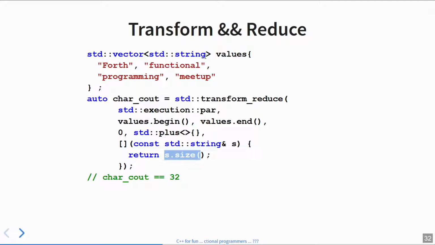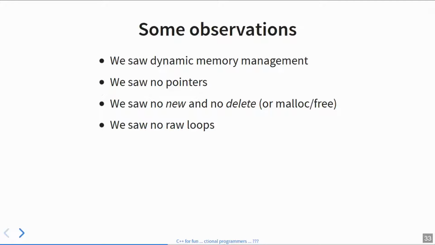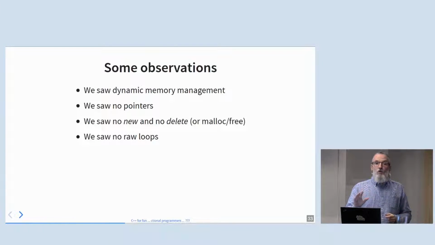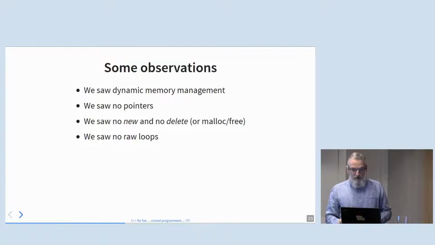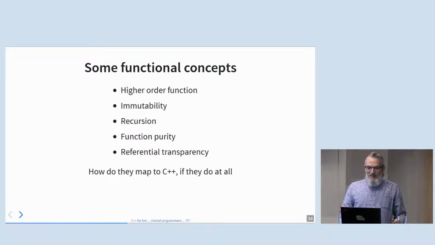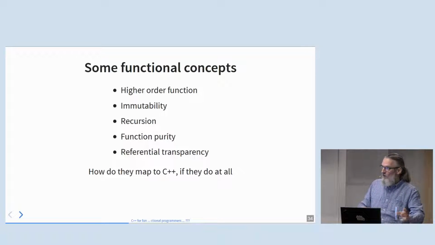So I think these have been some motivating examples, and please observe, we saw a lot of dynamic memory management. We saw no pointers. We saw no new and delete, and there have been no raw loops. And this is how C++ can look for you if you take the subset from C++. And now you should all go to the computer and write C++, right? Now you love it. But let's look a little bit more.